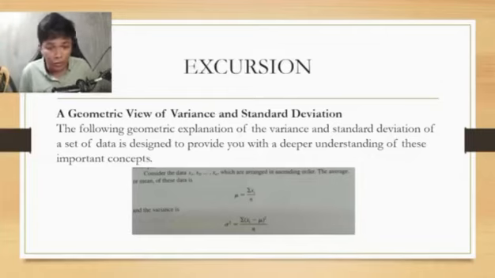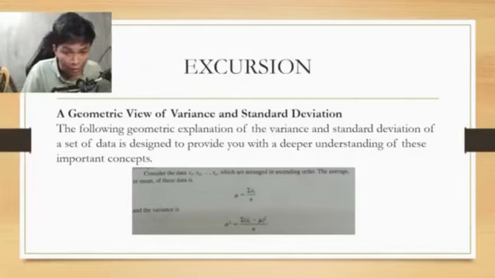So makikita nyo dito, ito yung formula natin na nasa baba, which is arranged in ascending order. So the average or mean of this data is, ayan, yung makikita nyo na formula, and yung variance naman yung nasa baba na formula. So lagi nyo tatandaan dyan, take note nyo yung formula na yan.